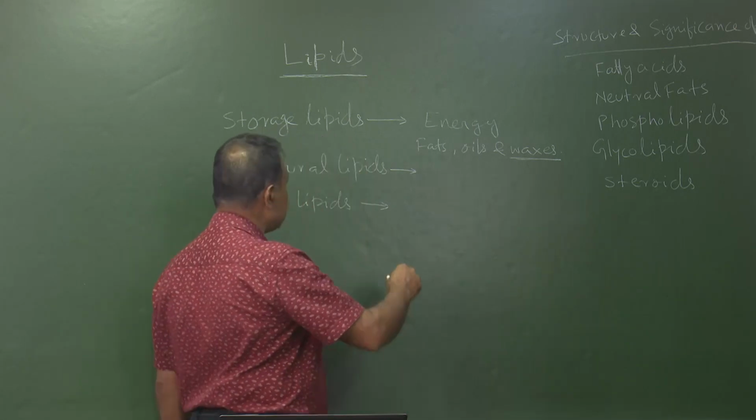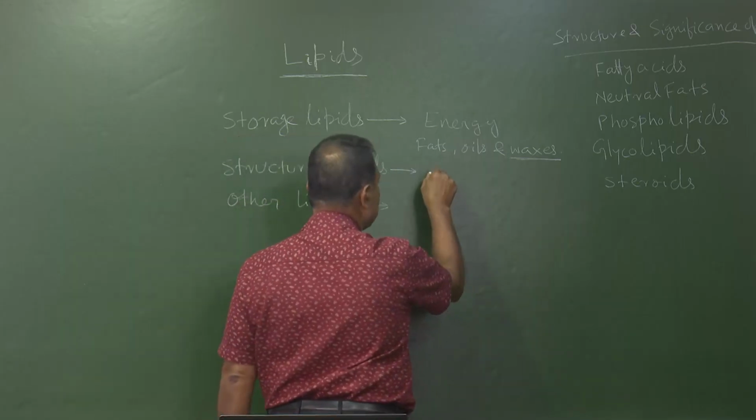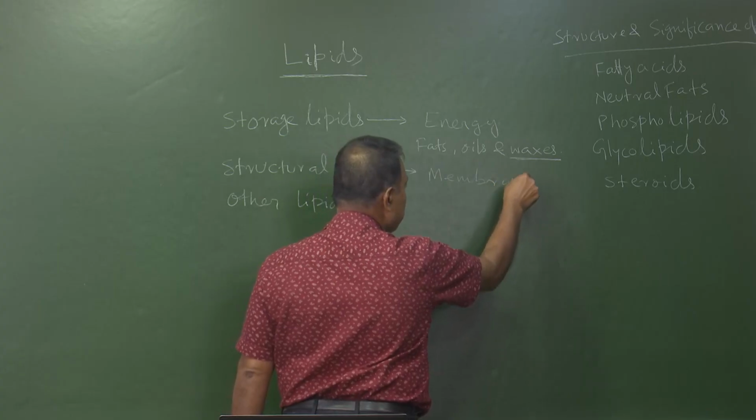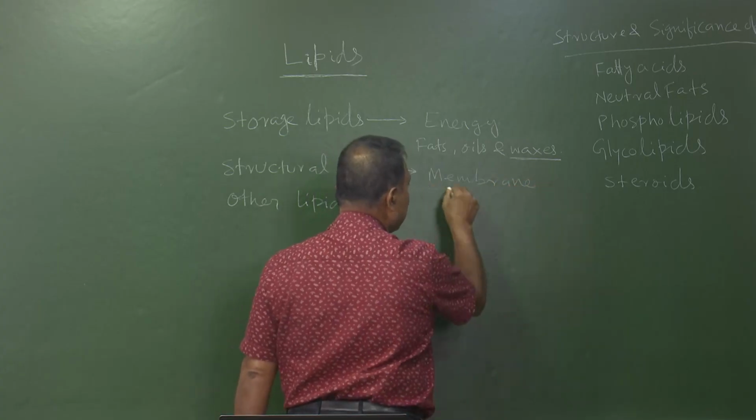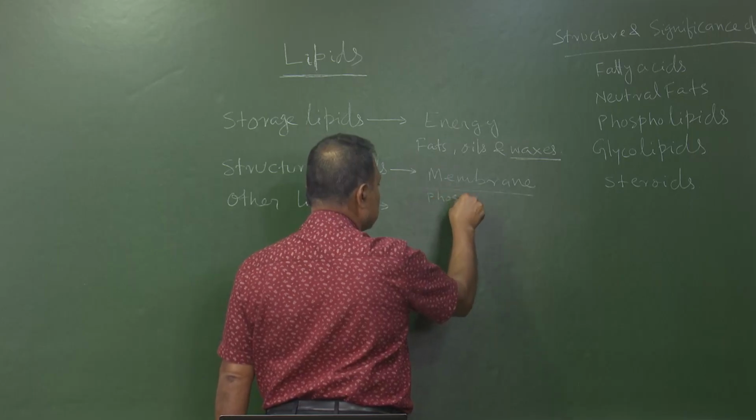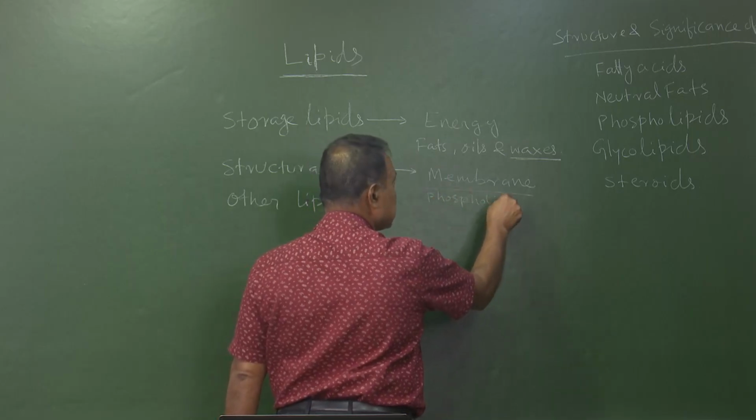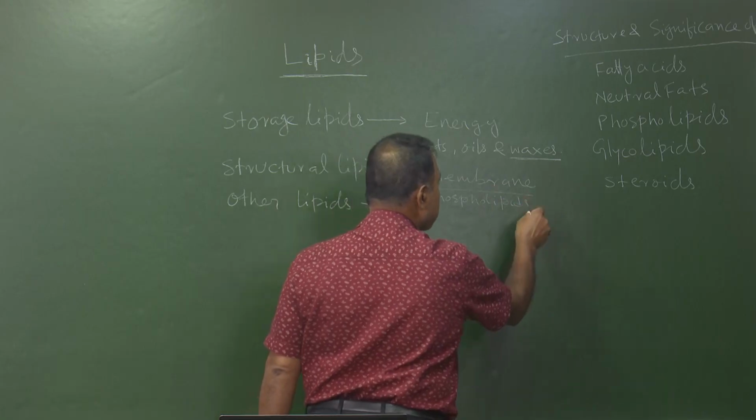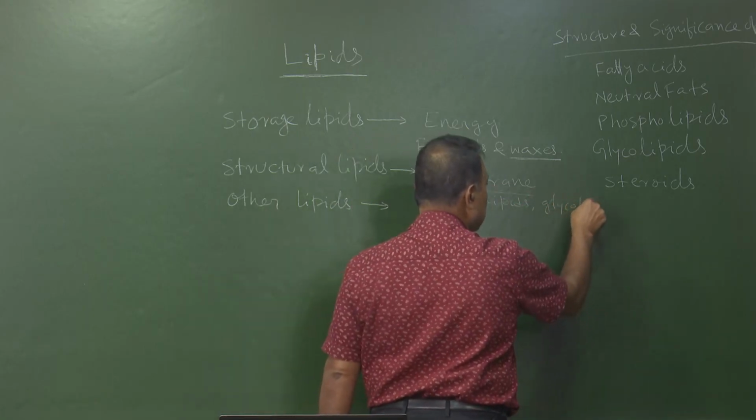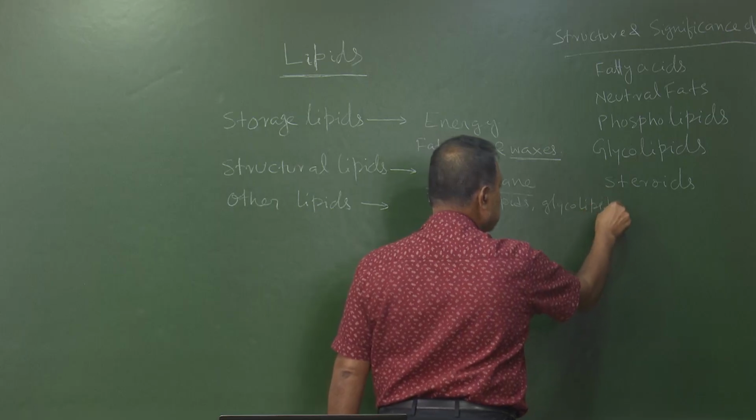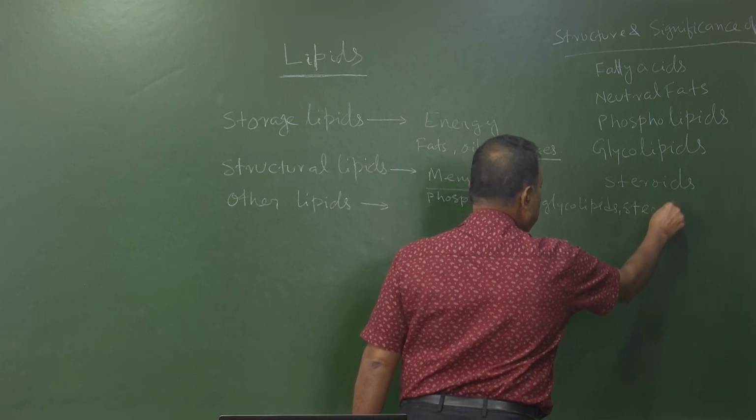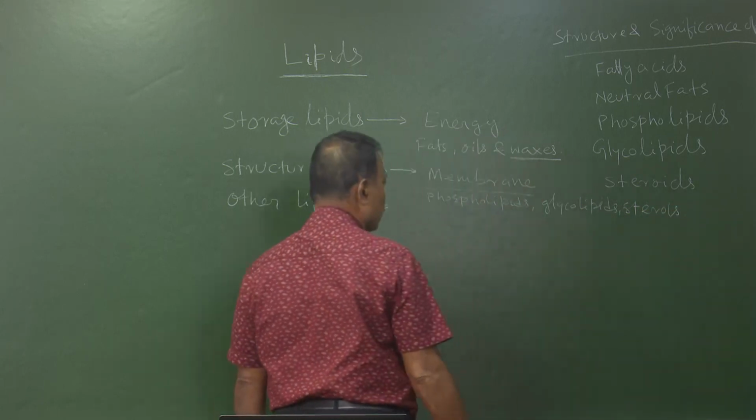Then when we come to the structural lipids, they are mostly the lipids found in the membrane. They can be phospholipids, glycolipids, sterols, and so on.